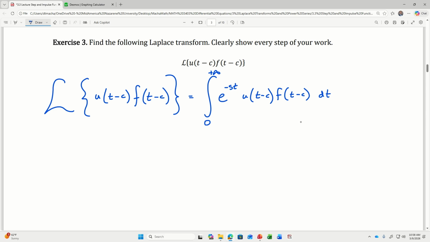And so, just like before, this is the same thing as taking the integral with lower bound starting at c, because everything between 0 and c is just going to be 0, so we don't need to bother adding that up. And then after, when t is greater than c, the u unit step function is just a 1, and so this simplifies.